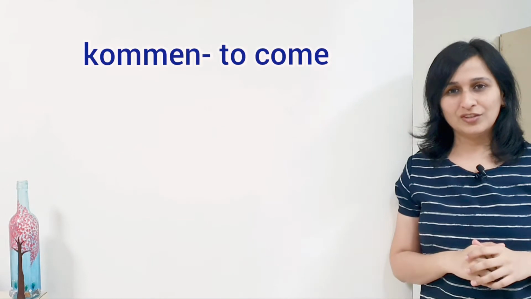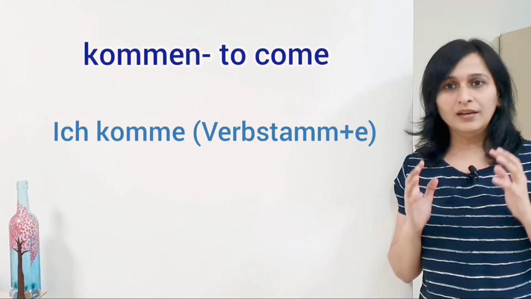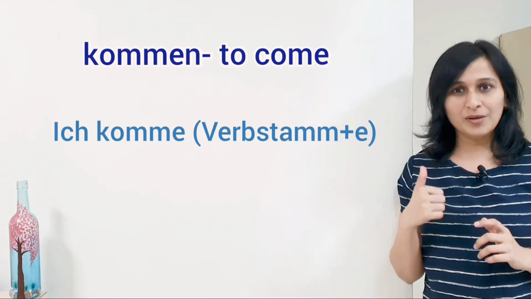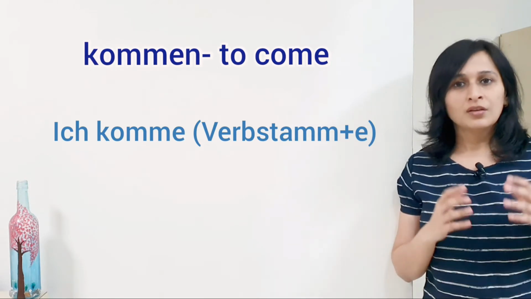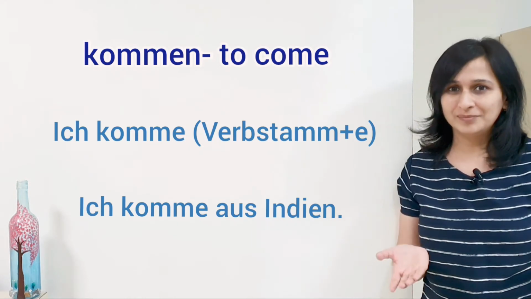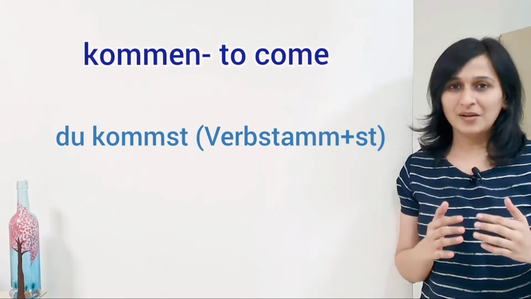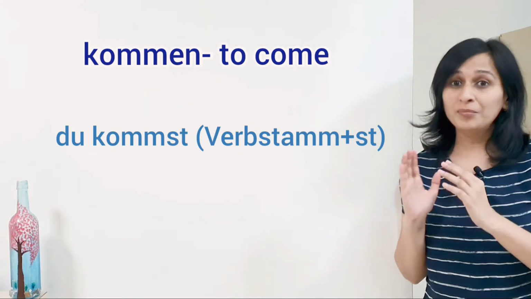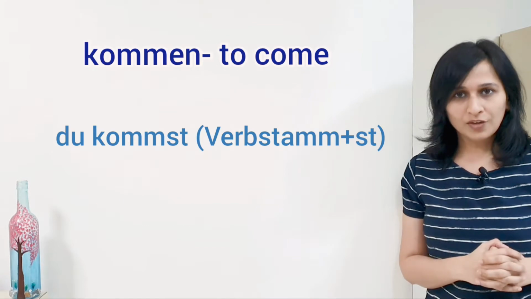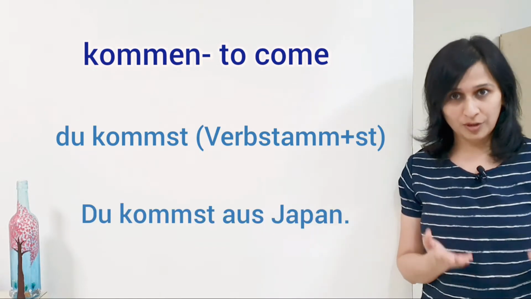Here are the conjugations of verb kommen. Ich komme, I come. Rule is Verbstamm plus e. Zum Beispiel, ich komme aus Indien, I come from India. Du kommst, you come. Rule is Verbstamm plus st. Zum Beispiel, du kommst aus Japan, you come from Japan.